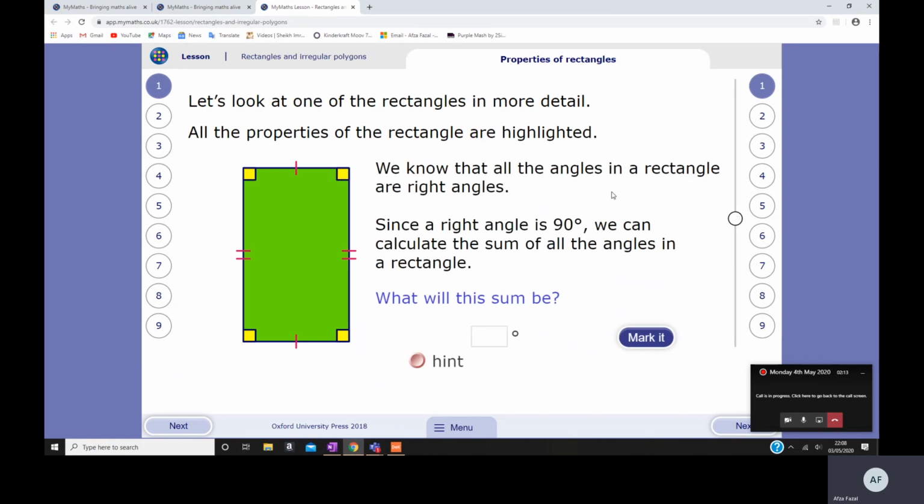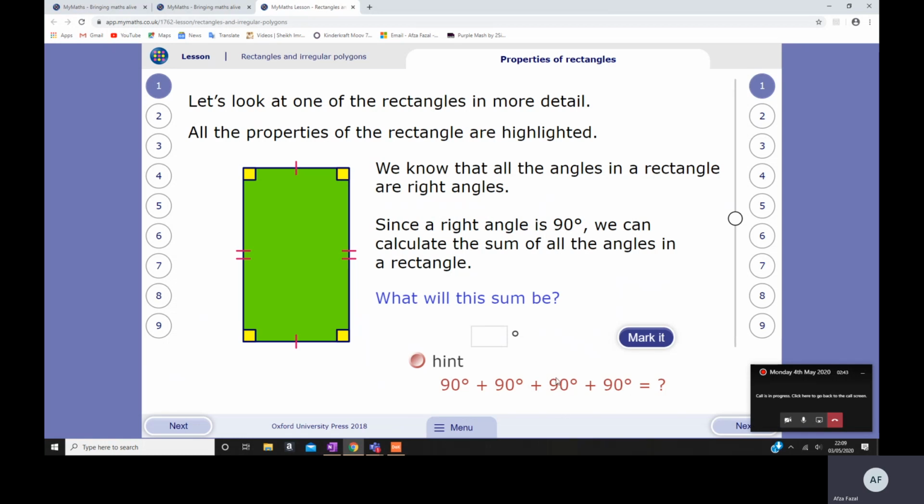So, we know that all the angles in a rectangle are right angles. Since a right angle is 90 degrees, we can calculate the sum of all the angles in a rectangle. So in this rectangle at the moment, we have four right angles: 1, 2, 3, and 4. So I'm going to click on the hint to help me. So we know there's four. So it's 90 and 90 and 90 and 90.